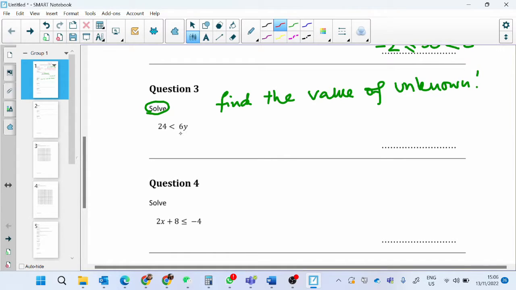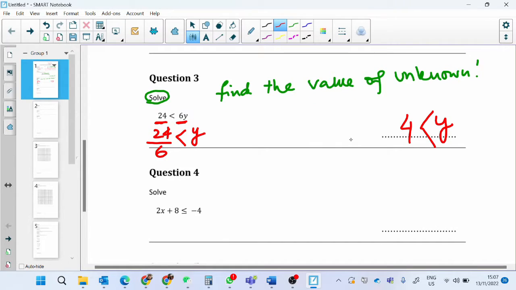If something is multiplying on the right side of this inequality, when it goes to the left side, it will divide. So you can write it as y is greater than 24 over 6, and then you can simplify and write y is greater than 4. 6 fours are 24, so y is greater than 4. This is a simplified version.